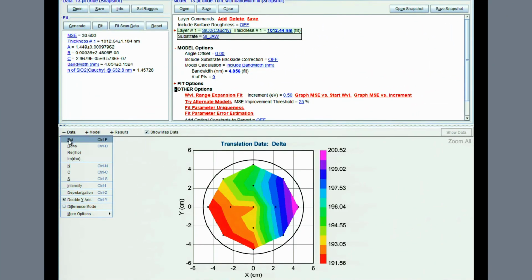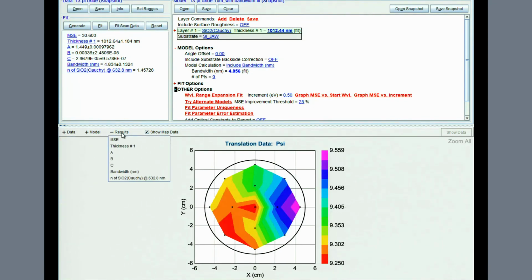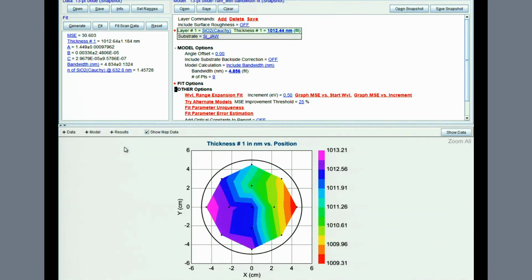On this image we can see delta, psi, and thickness results of a 13 points analysis of a 1 micron thick thermal oxide.